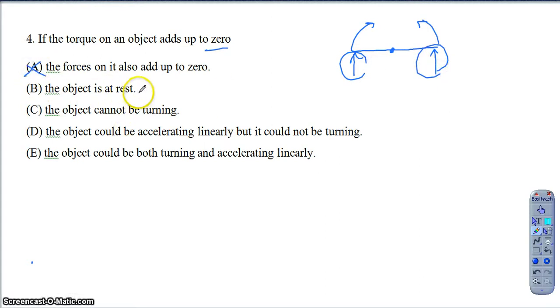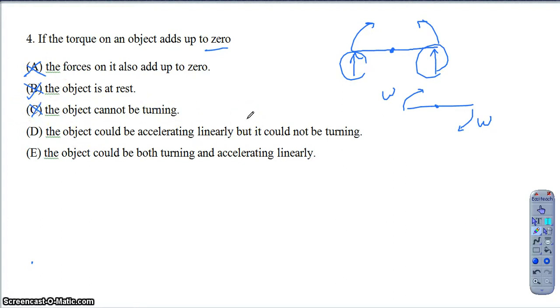The object is at rest. That is not necessarily true. The object could be moving linearly like we just saw here, or the object could be rotating at a constant velocity, right? If it was rotating at a constant velocity, the torque would still be 0 because it wouldn't be accelerating. So the object does not have to be at rest. The object cannot be turning. Well, again, same thing really as option B.